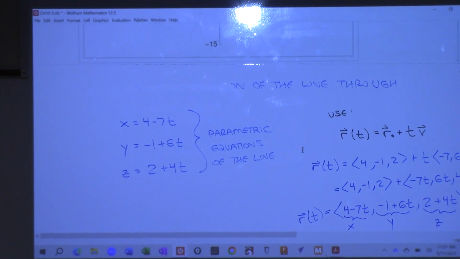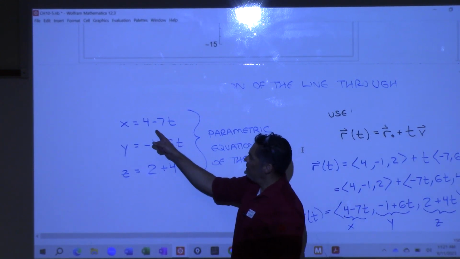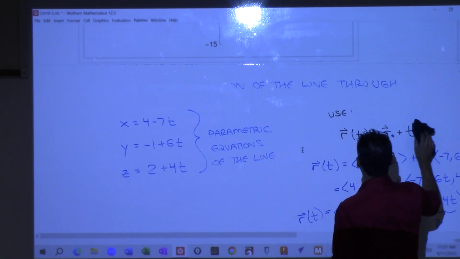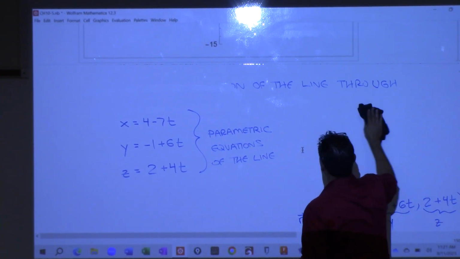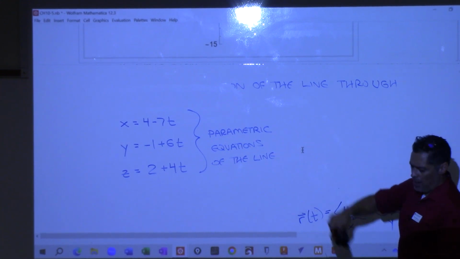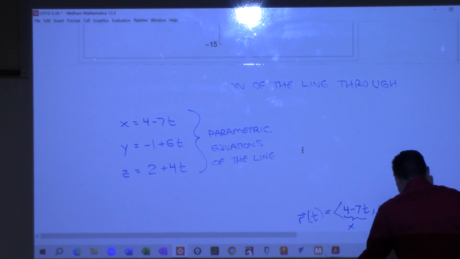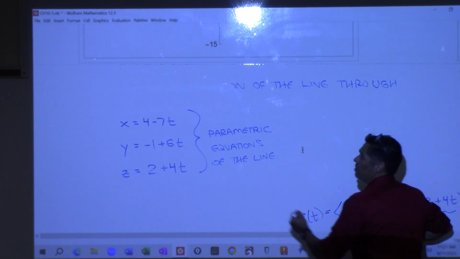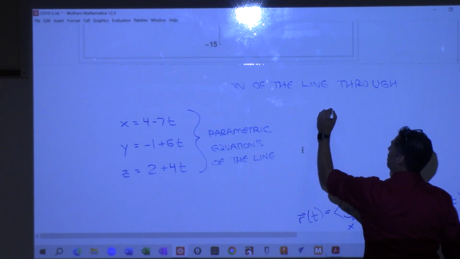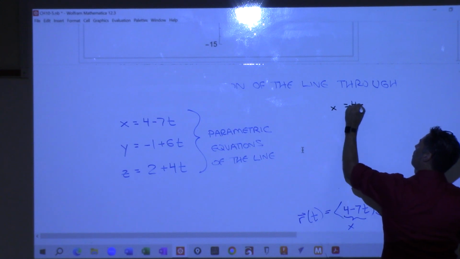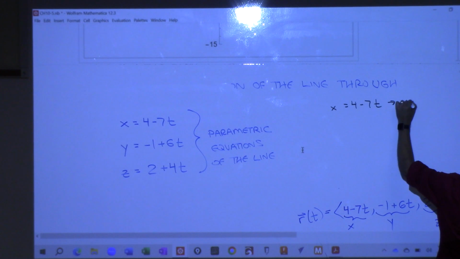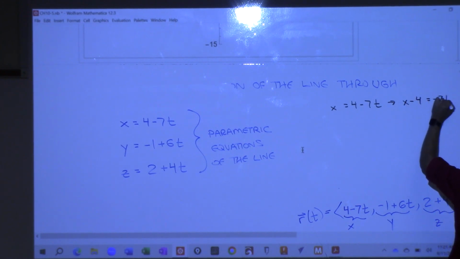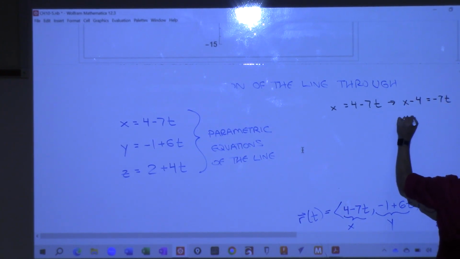And the way we get the symmetric equations is we take the parametric equations. Let me erase this. I don't want to erase everything, but erase that. So imagine if I asked you to take that right there and solve the first equation for t. Take that equation, solve it for t. So we would subtract 4 on both sides, and then divide both sides by negative 7.